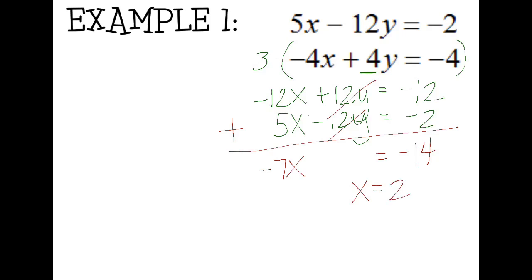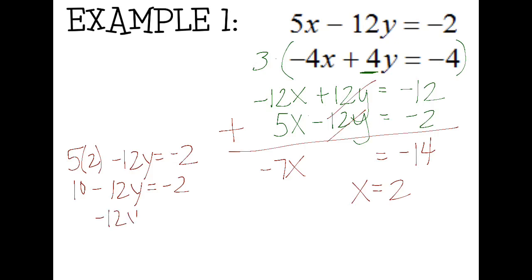So we just want to plug that back in to figure out what y is. So I could do 5 times 2 minus 12y equals negative 2. 5 times 2 is 10, so 10 minus 12y equals negative 2. Subtracting that 10, we get negative 12y equals negative 12, and therefore y is 1. So your solution is 2, 1.